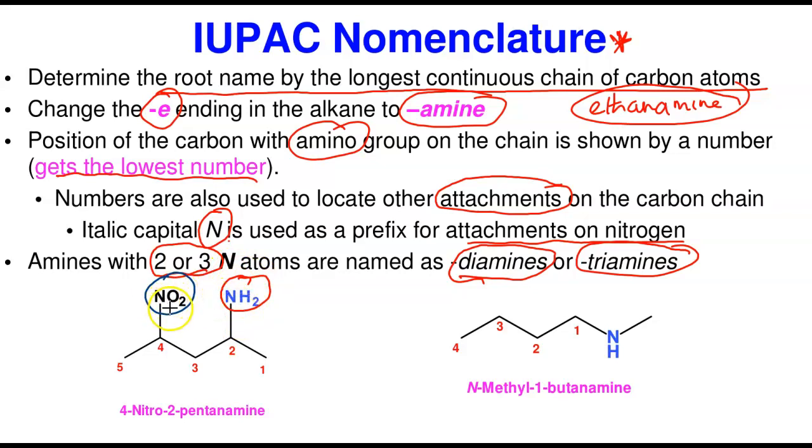This is not a functional class. This is an attachment. Nitro is an attachment. So we're going to count from here: 1, 2, 3, 4, 5. The longest chain is pentane. So we're going to say pentane, and we're going to remove the E and put amine.